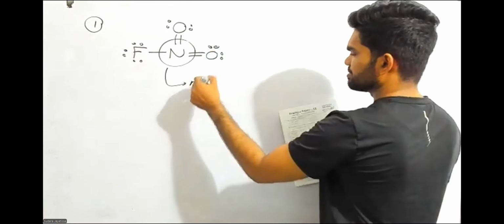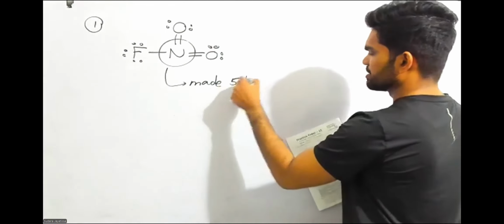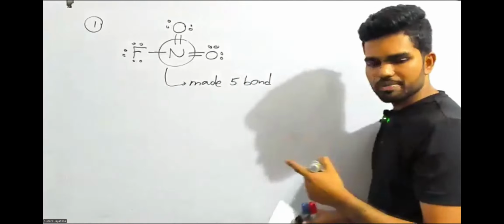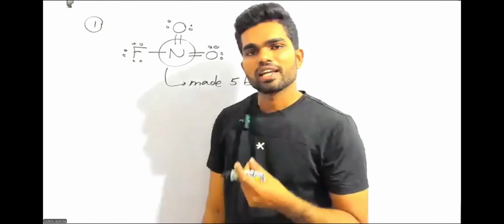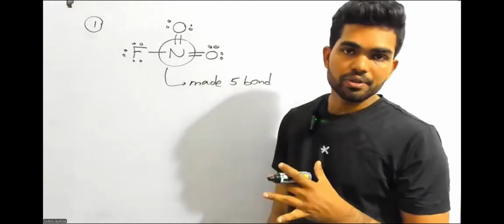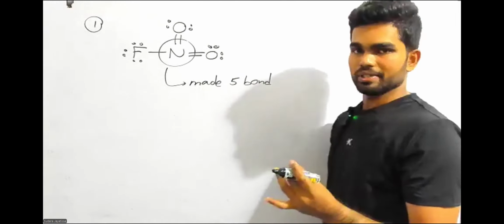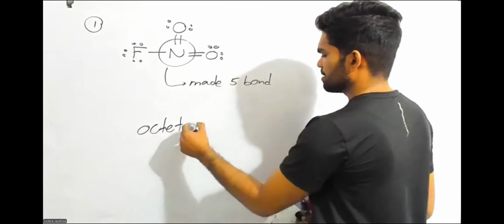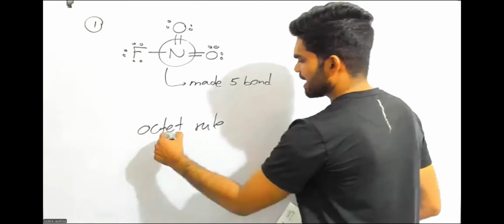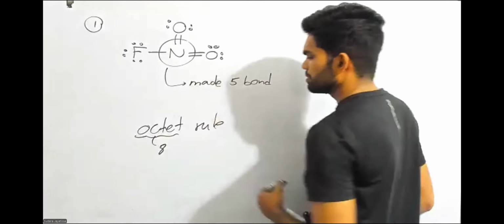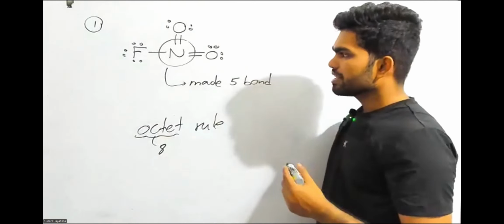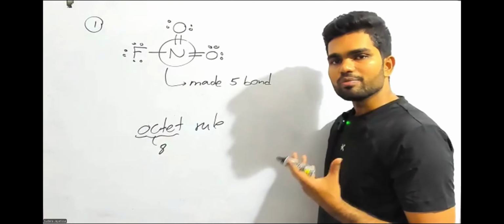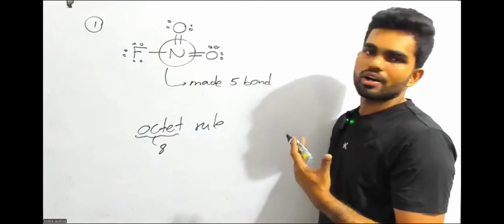It has made 5 bonds, but that is not possible. We know why: because nitrogen must follow a thing called the octet rule. So what is this octet rule? Octet means 8, the rule of 8. Normally any given central atom should try to complete its octet.